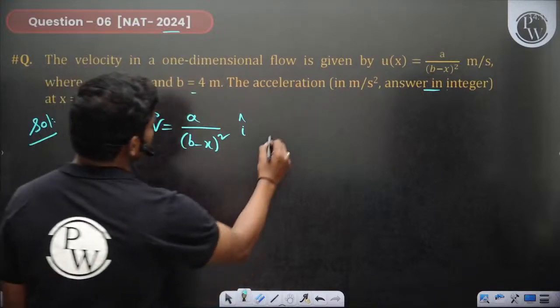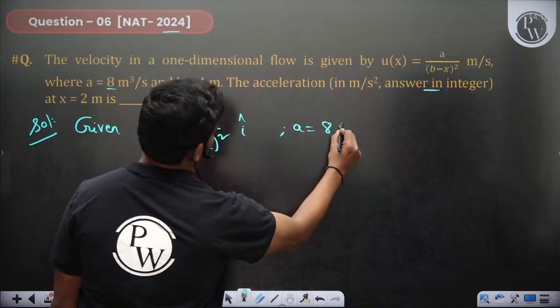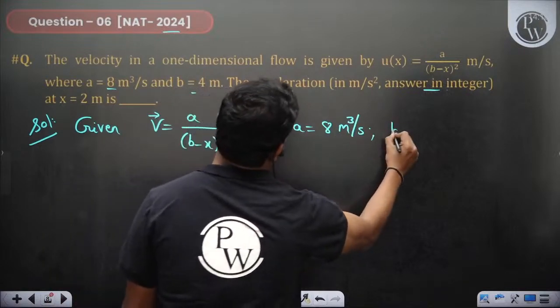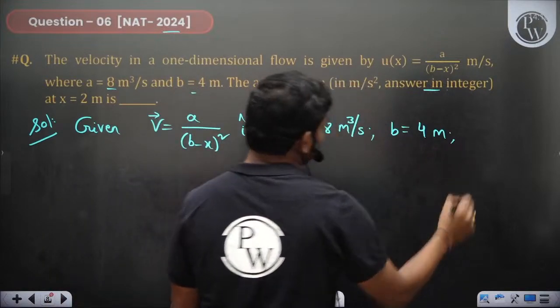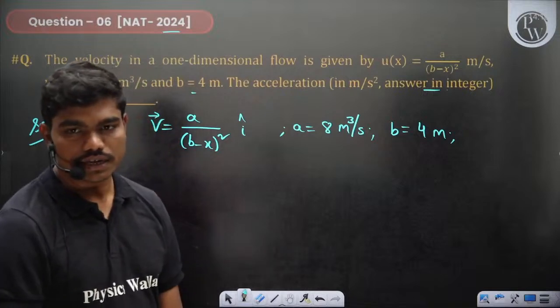Then a is equal to 8, and b is equal to 4 meters. So what will the acceleration be? Okay, it came for 2 marks.